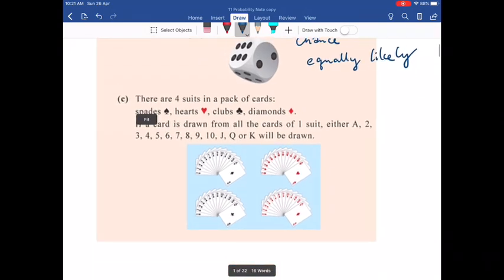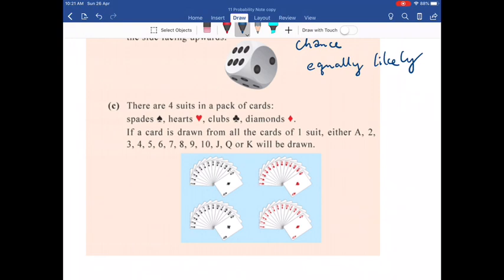Then we go to playing cards. First, we know that there are four suits, namely spades, which is black, and clubs, which is black, and hearts and diamonds are red. And in each suit, there are 13 cards: A, which is 1, 2, 3, 4, 5, 6, 7, 8, 9, 10, Jack, Queen, and King. So we learn some terms.